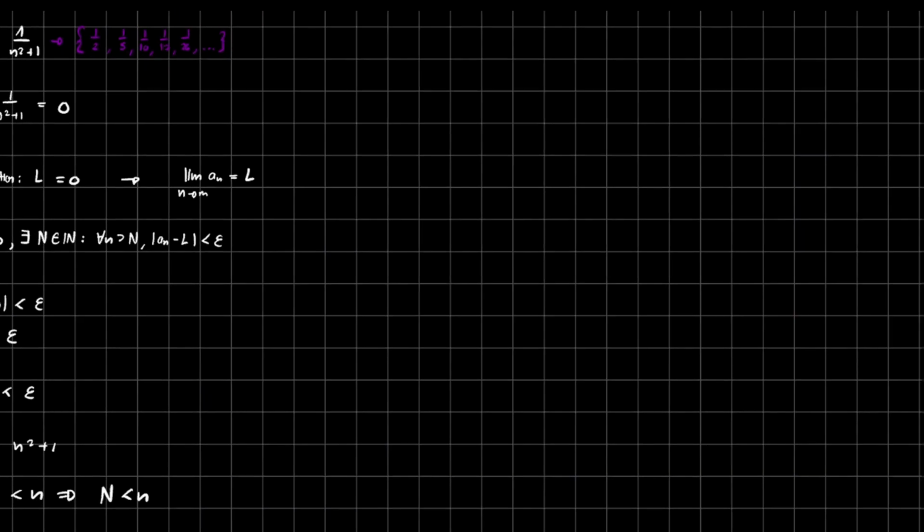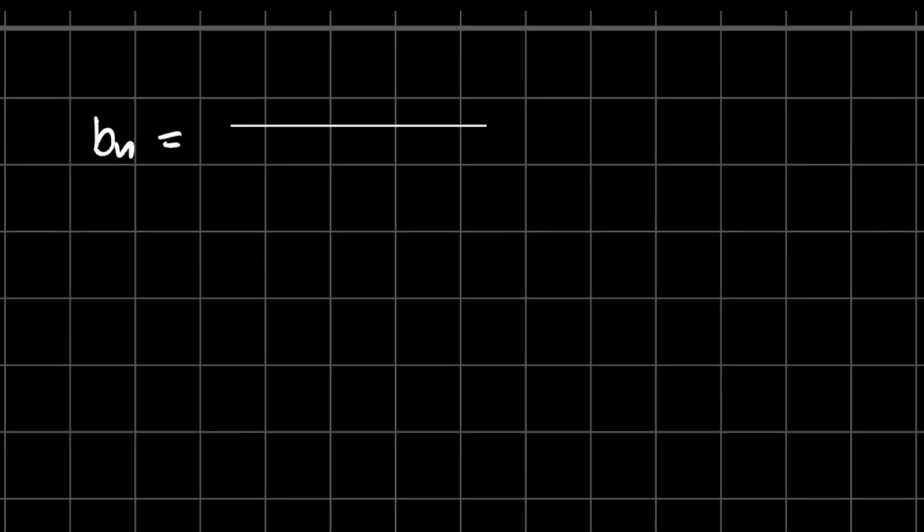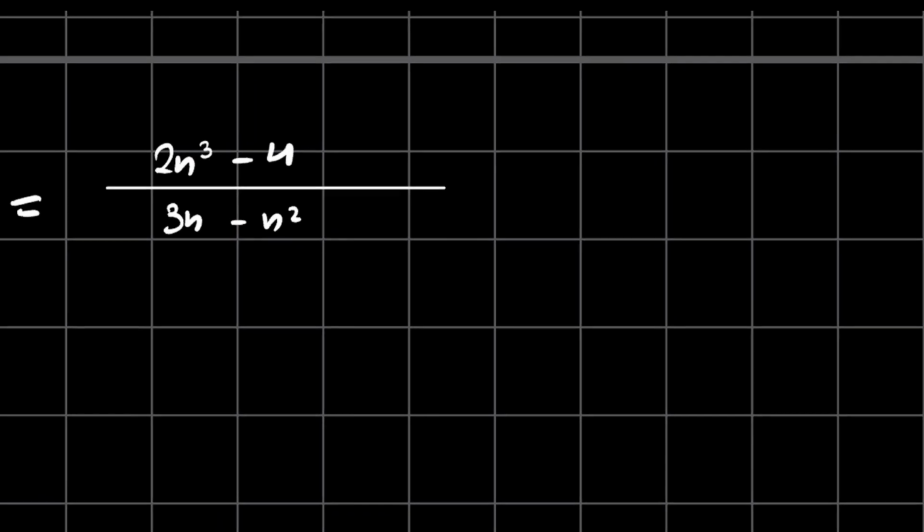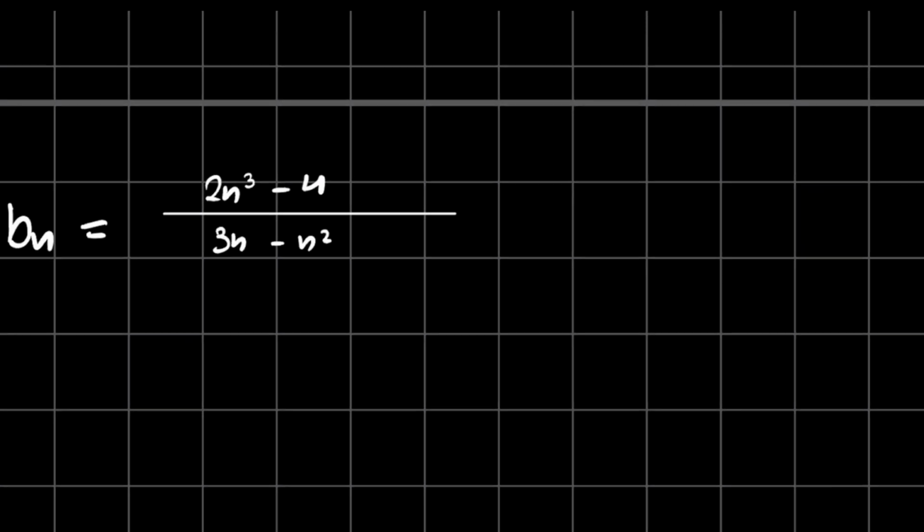So now we can take the same thing here. We can do the same thing for another exercise. Let's try it out with this one over here. We have b of n, right? And we have this one, 2n cubed minus 4, over 3n minus n squared. Now, obviously, we can simply continue solving this.